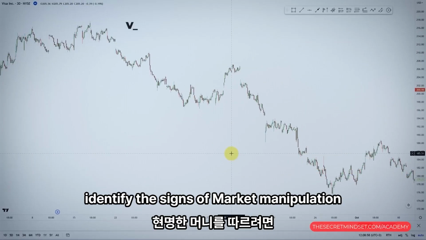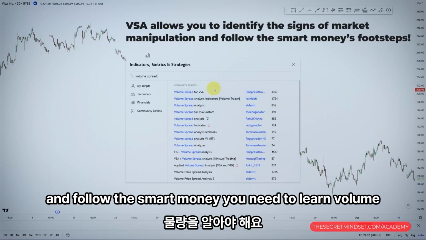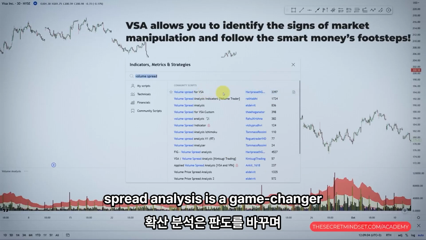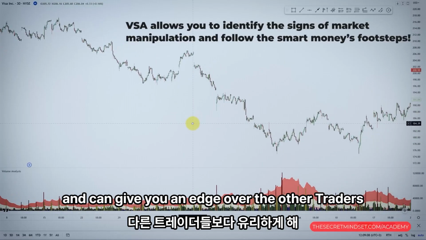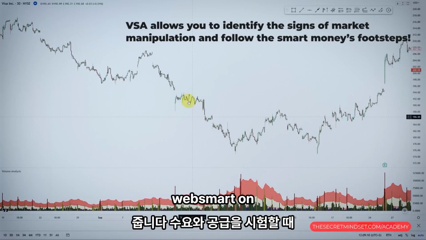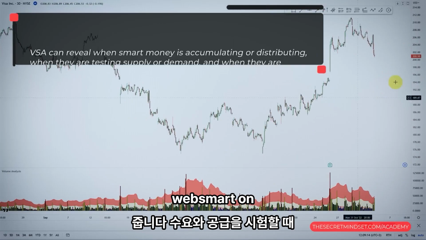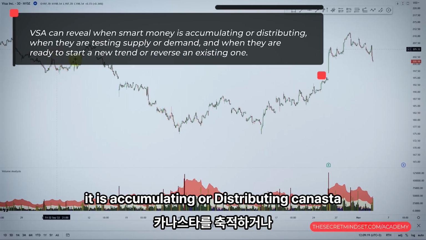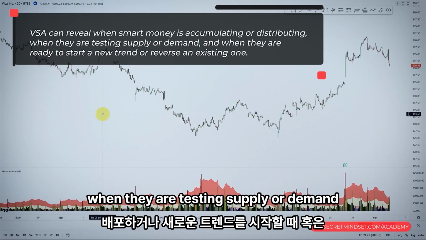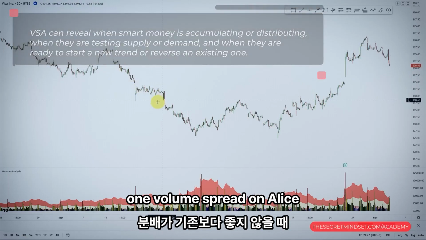If you want to identify the signs of market manipulation and follow the smart money, you need to learn volume spread analysis. This is a game changer and can give you an edge over the other traders who only look at price action or indicators. VSA can reveal when smart money is accumulating or distributing an asset, when they are testing supply or demand, and when they are ready to start a new trend or reverse an existing one.